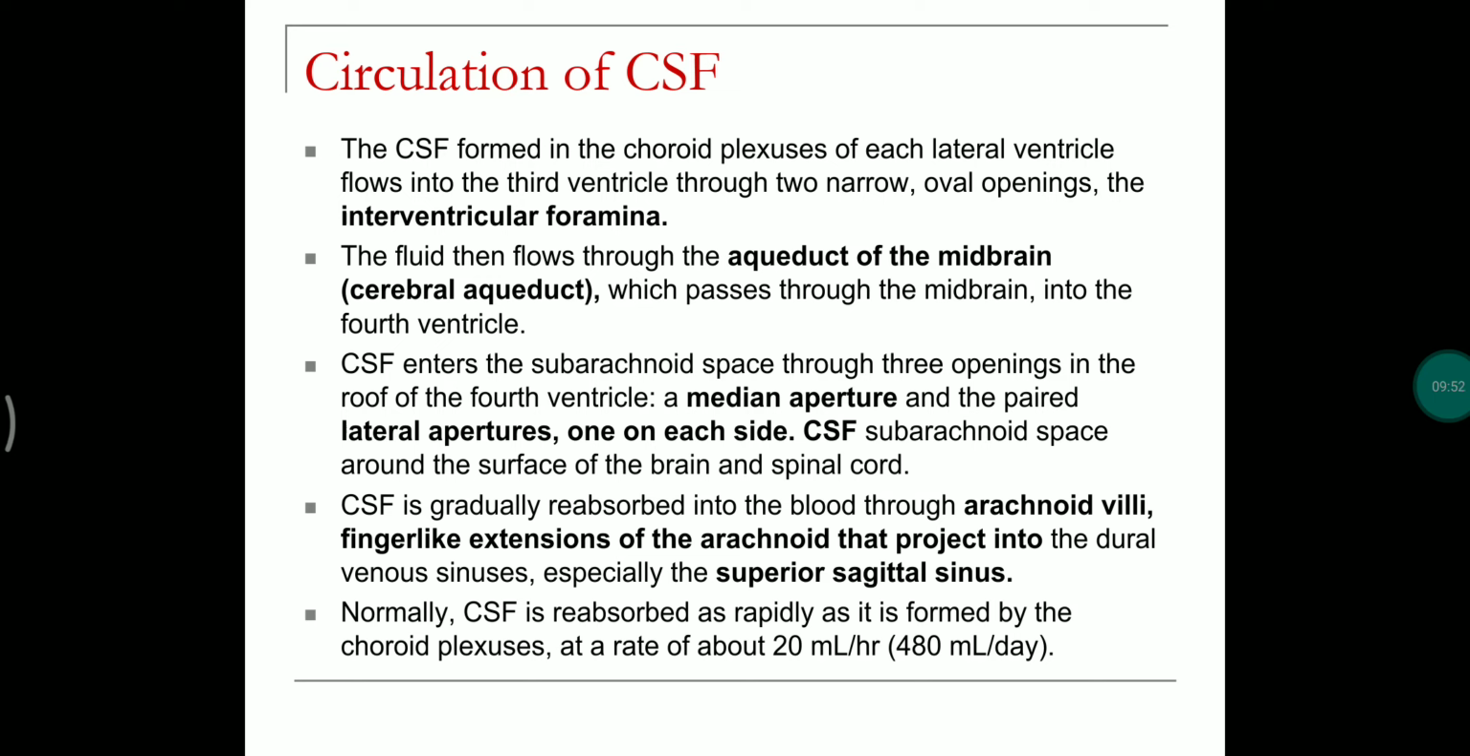From there it enters the subarachnoid space through three openings present in the roof of the fourth ventricle. They are the median aperture and the lateral apertures, one on each side. And gradually, the CSF is reabsorbed into blood through arachnoid villi, finger-like extensions of the arachnoid that project to the dural venous sinuses.